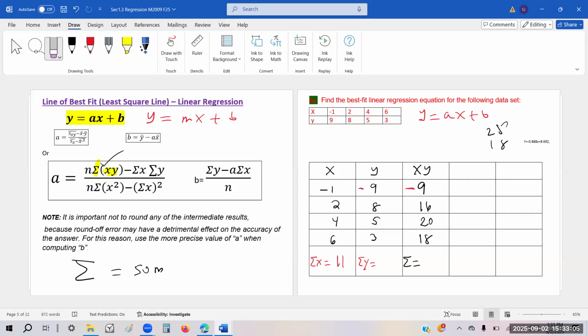Was it 25 plus 20? 45. 16 minus, so we have 18 minus 9 is 9. Thank you. But X is correct, right? Sum of X. How about the sum of Y? How much is the sum of Y?